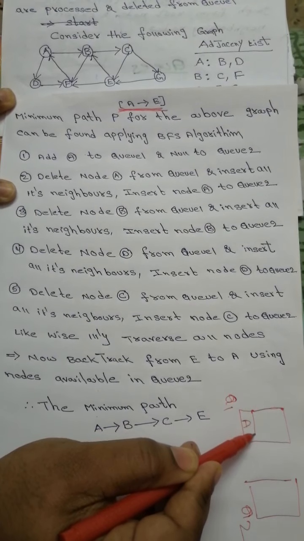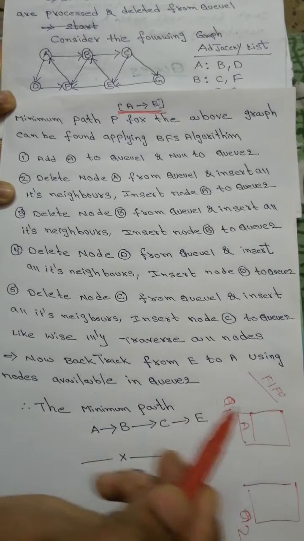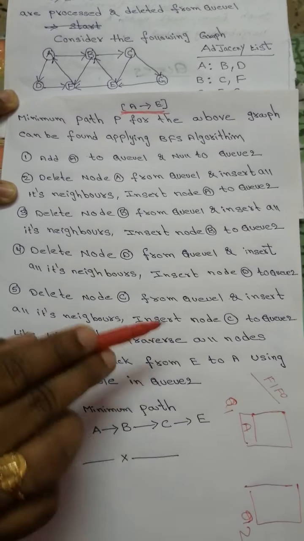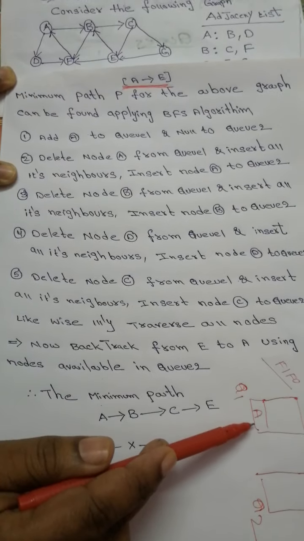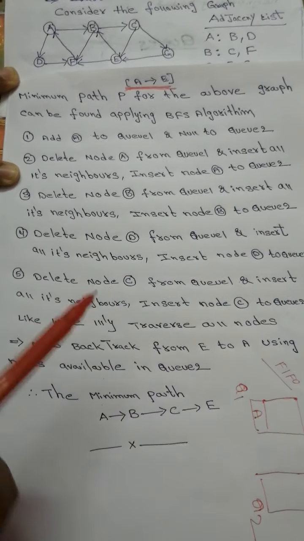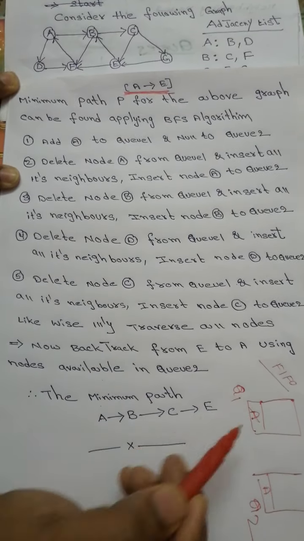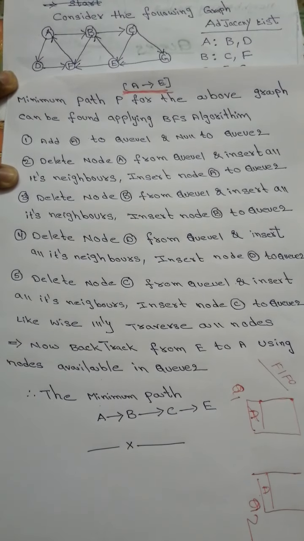Now adding A. Q always follows the FIFO methodology, first in, first out. Add A to Q. So a ready state is moved to Q, it becomes a waiting state, and then from the waiting state to the processed state. A is processed, so delete it from Q and enter it into Q2.